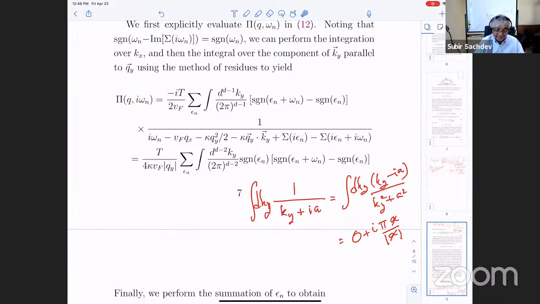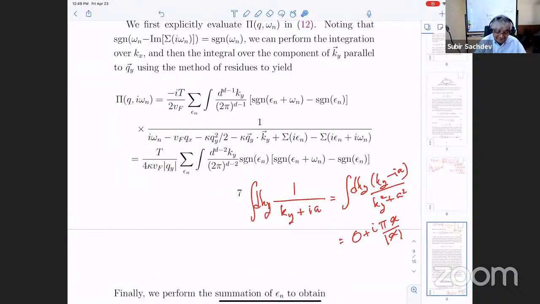When you do everything, everything's dropped out. The only thing that you care about, as far as this whole object is concerned, is the sign of this object, which is the same as the sign of epsilon n or something like that. Yeah.